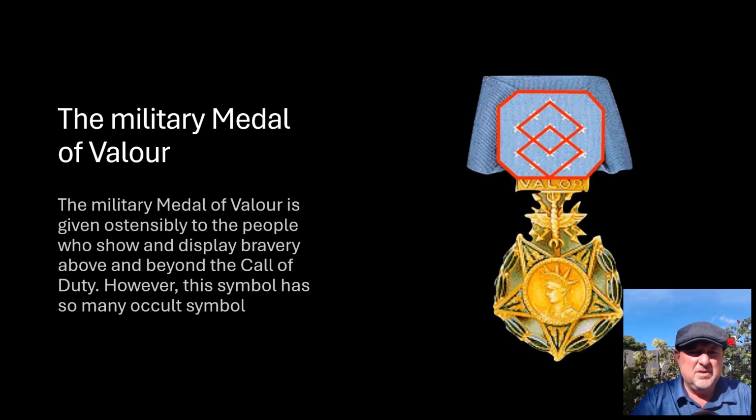Now, the best example of a sigil is symbols placed one on top of another. This is the Military Medal of Valor. It is given ostensibly to people who show bravery above and beyond the call of duty. However, this symbol has many occult symbols buried within it. It has the inverted pentagram, and inside the inverted pentagram is the goddess of care, locked inside, imprisoned inside the inverted pentagram, the symbol of Satanism.